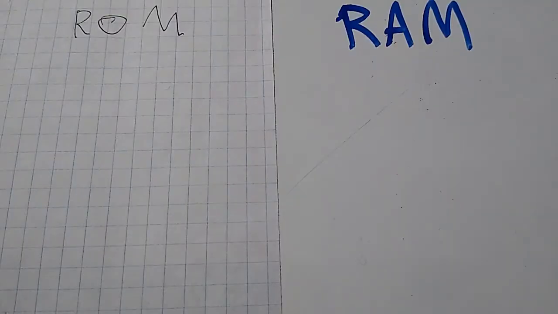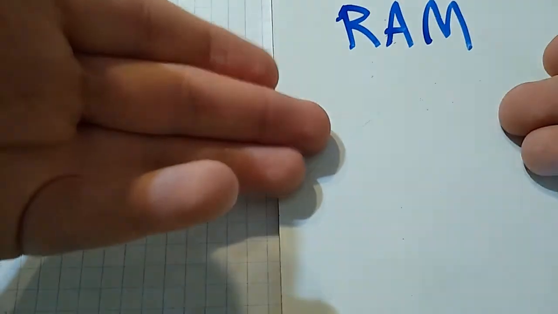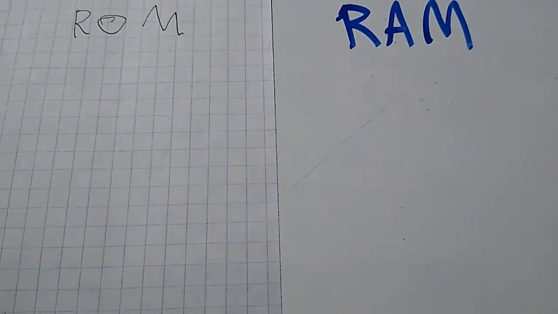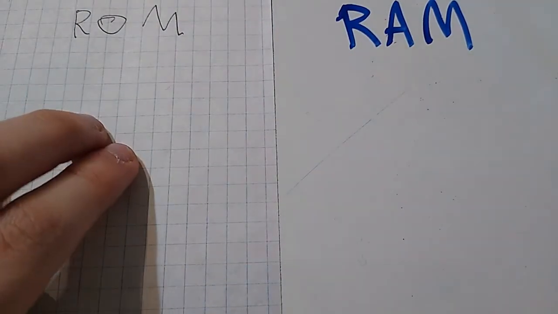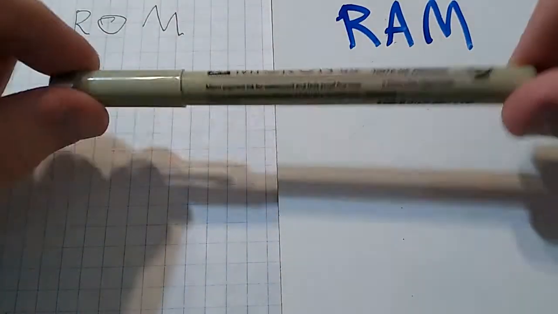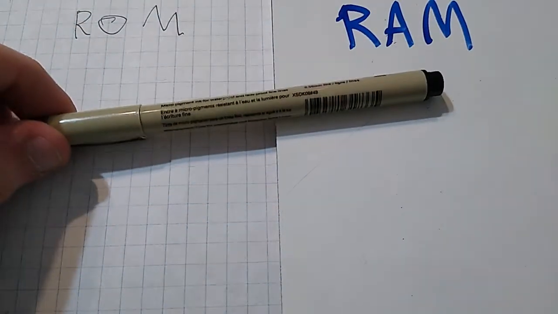So let's really get to the heart of the difference between RAM and ROM. You see, RAM is all the stuff you can easily change, so I described that by having a whiteboard here. ROM is all the data you can't really change very easily, so I have a piece of paper here along with a marker to demonstrate that.